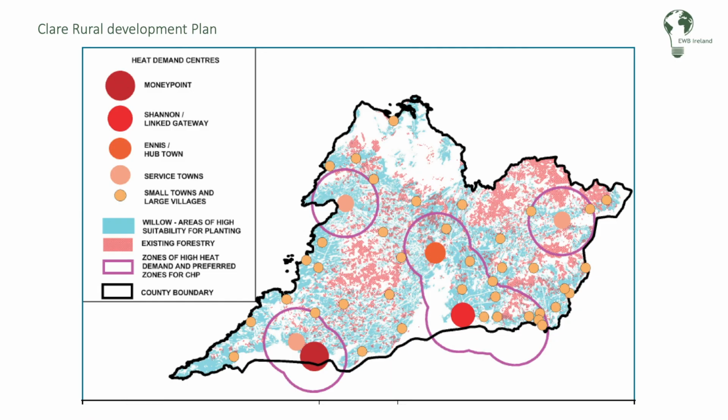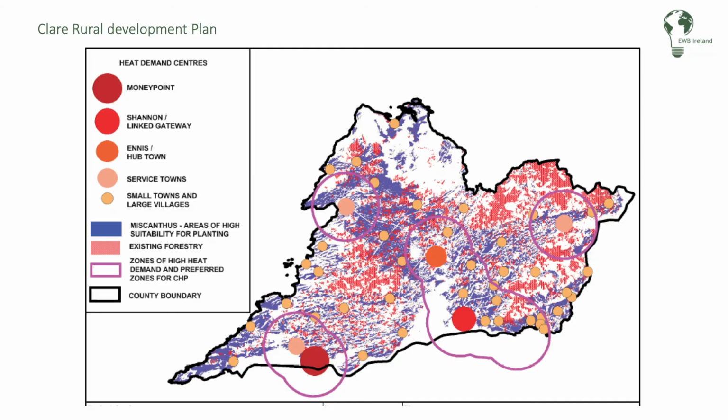I know what your workshops are this afternoon, so I have just two more slides on this. The potential for biomass in Clare. These are from the Clare Rural Development Plan. So it's not a very clear map, but the light blue are areas that are suitable for growing willow, or highly suitable. And on this one, the purple one is miscanthus, which is another biomass crop. So there is definite potential for this in rural Ireland.